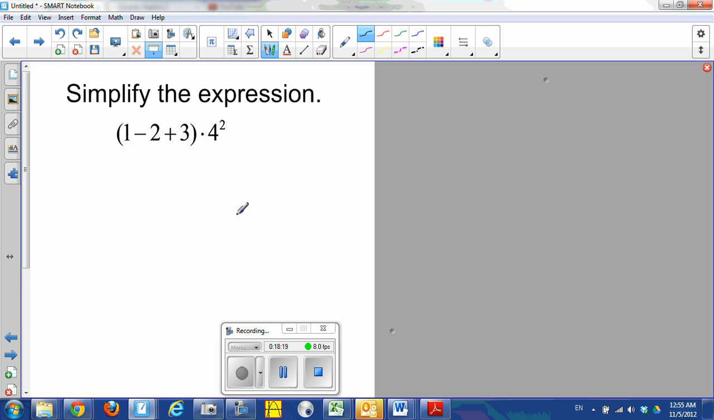Okay. Now, we've got some serious grouping here. Again, I recommend that you pause and try it yourself. 1 minus 2 plus 3. Well, inside 1 minus 2 plus 3, what do we do first? Well, we got addition and subtraction in there. We're going to perform the subtraction first, because it comes first.